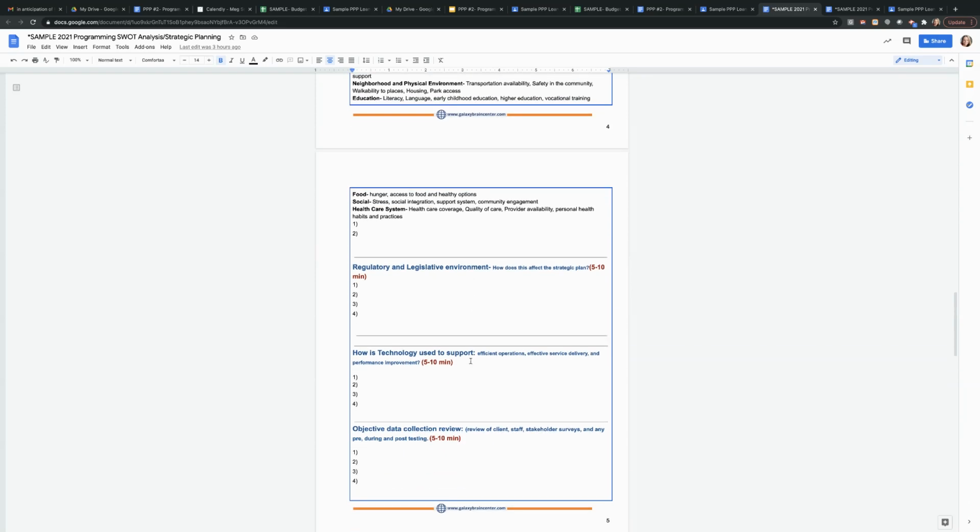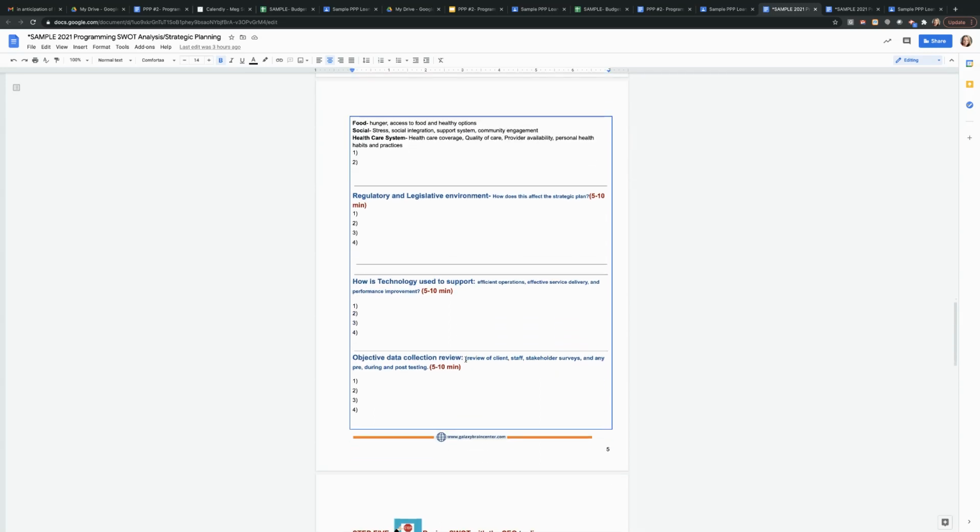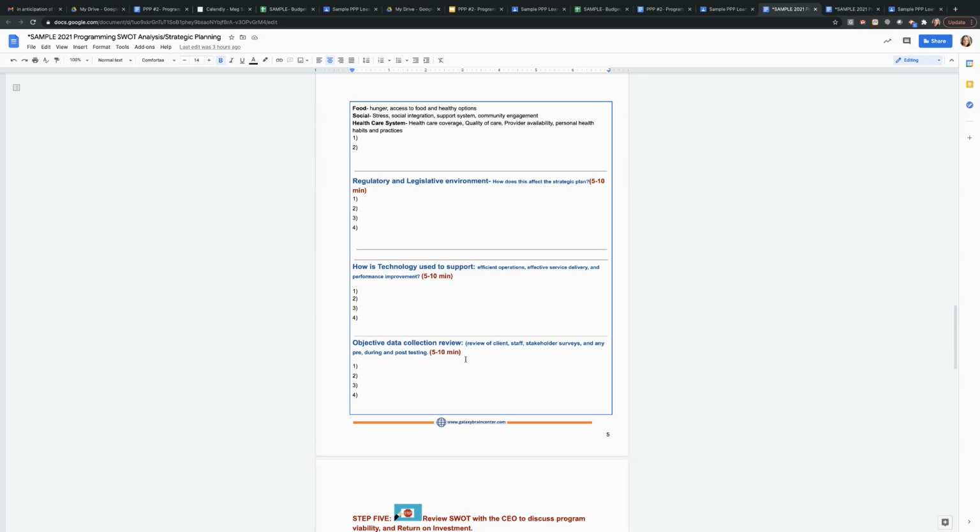Also thinking about the regulatory and legislative environment. Does that affect this program at all? Can we utilize technology to support this program? Is there any technology we need to consider in order to implement? And then, overall, any kind of surveys.